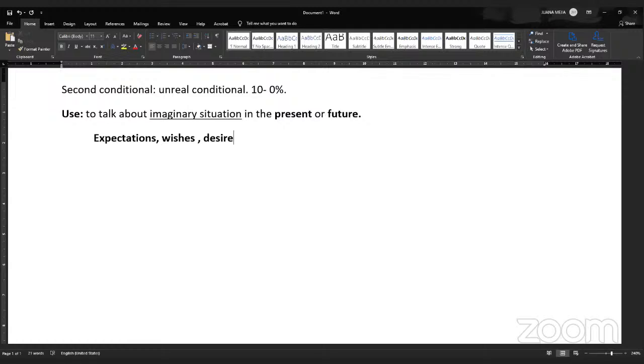But remember, the second conditional is a real conditional. 10% or 0% of probability. They use imaginary situation in the present or future, so we are not sure about it. Take a look. The 4.